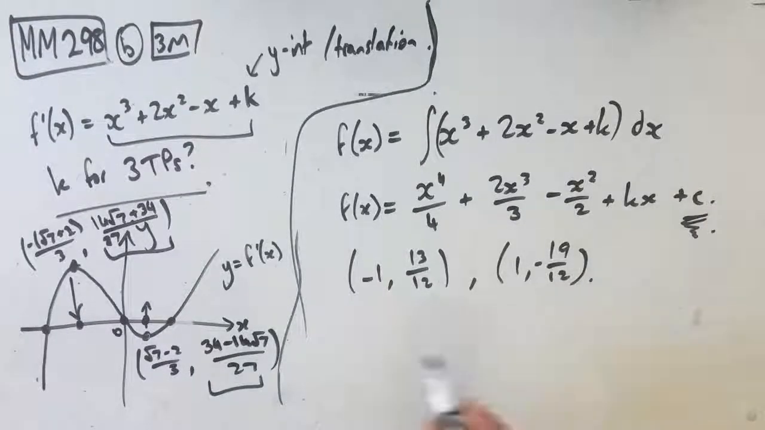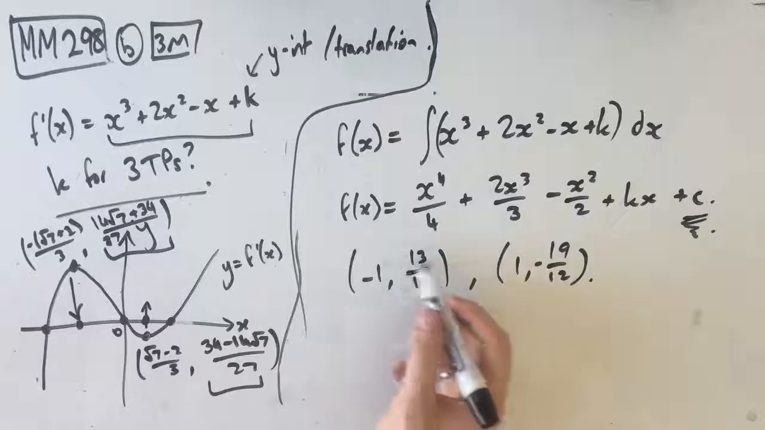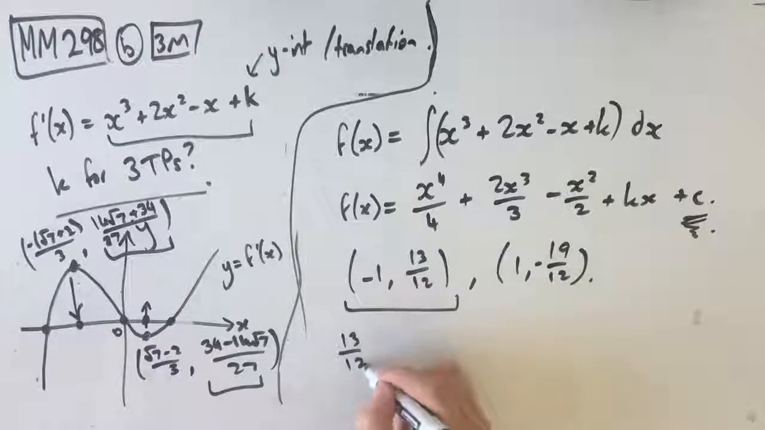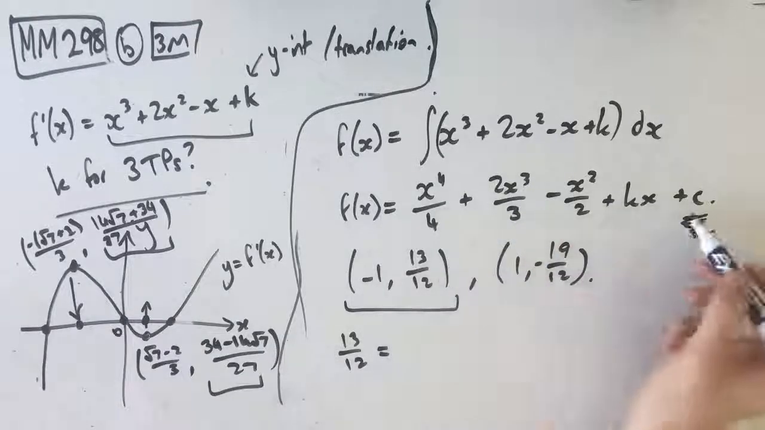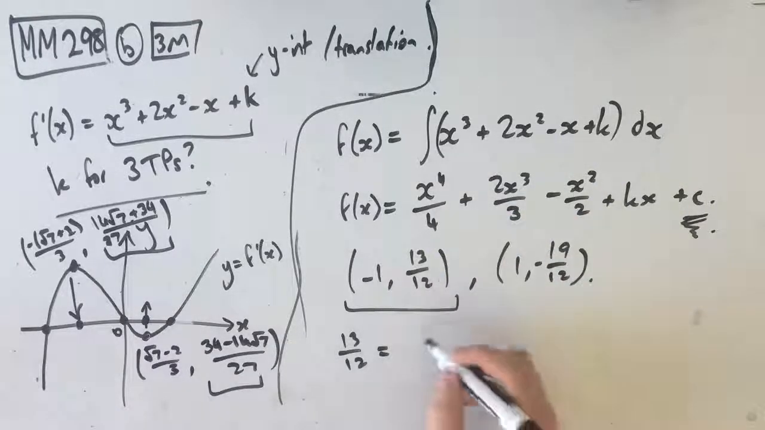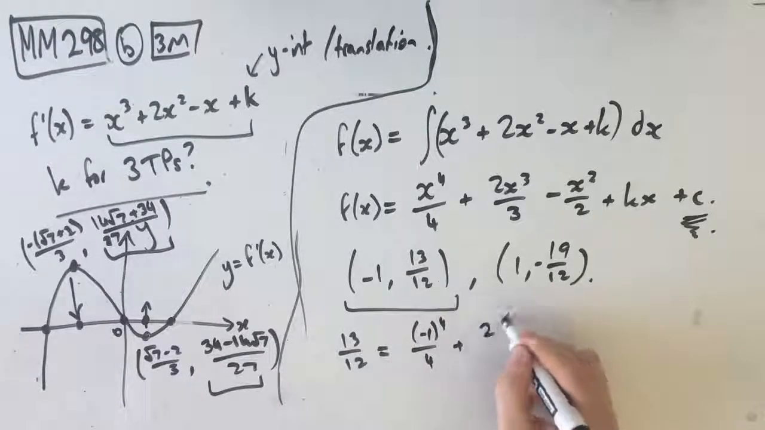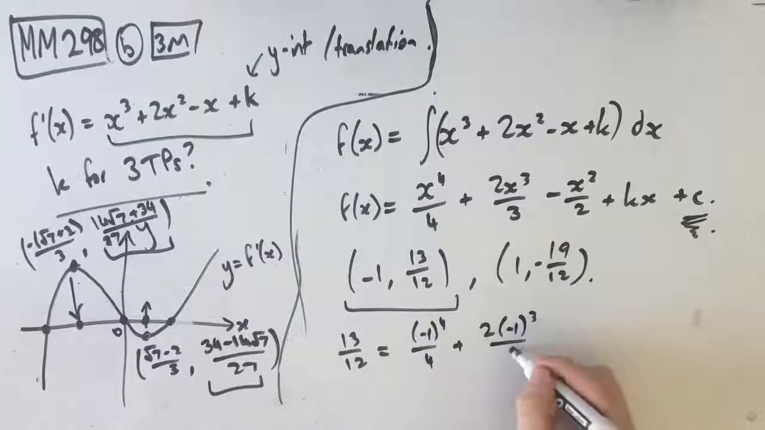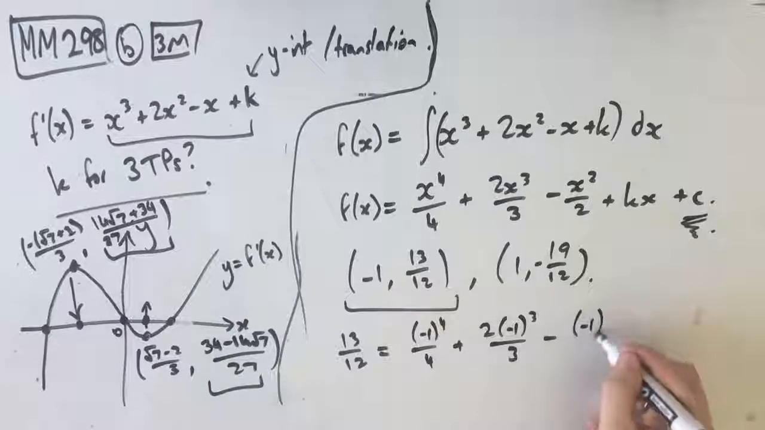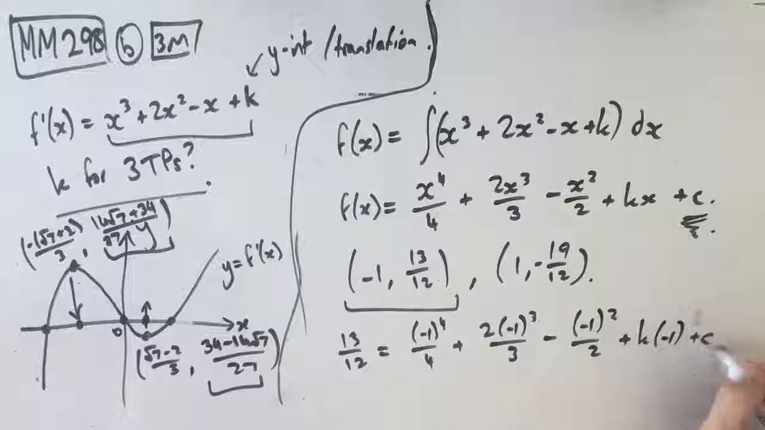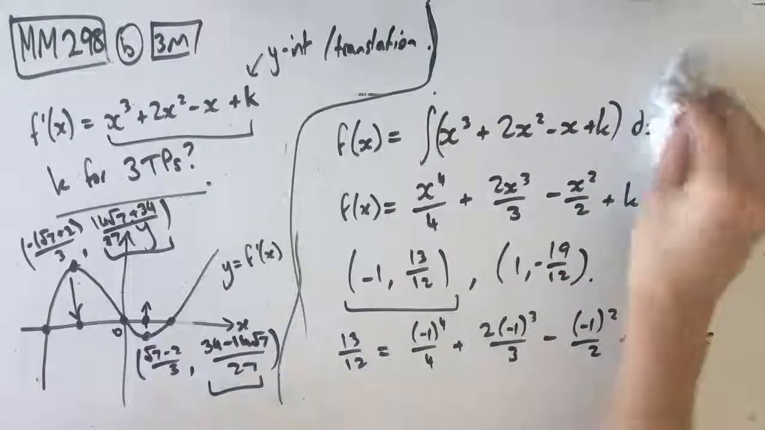simultaneous equations, right? So using our first coordinate here, we're going to say that our y value, 13 on 12, is equal to this with -1 subbed in, right? So we get -1 to the power of 4 over 4 plus 2, -1 to the power of 3 over 3, take -1 squared over 2 plus k, -1 plus c. Awesome. So I'm just going to go back up here for a sec.